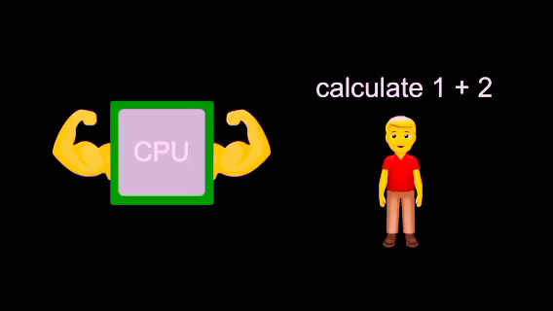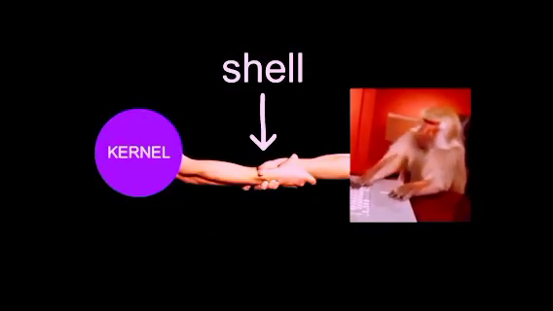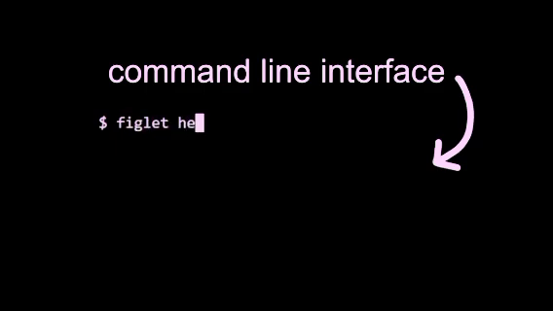Okay, that's cool, but it doesn't matter how powerful a computer is if you have no way to give it instructions in the first place. Typing machine code by hand would probably make you go insane, but luckily, you don't have to. The kernel is wrapped in a shell, which is just a program that exposes the kernel to the user, allowing for simple instructions in a command line interface with text inputs.